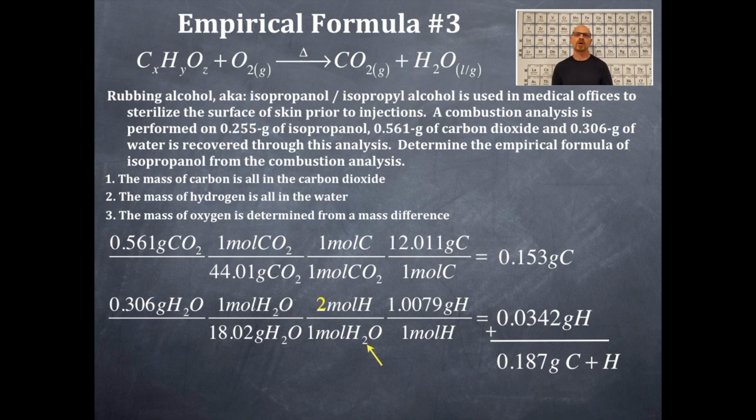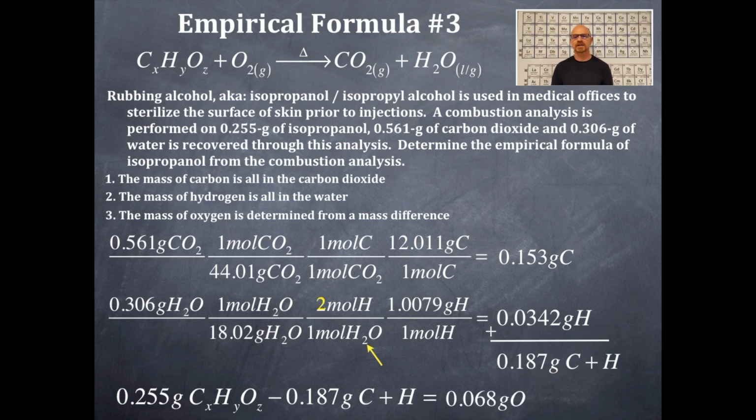So how much isopropanol do I have? 0.255 grams of isopropanol. So I'm going to take the 0.255 grams, do a difference, that is a mass difference, and that is a subtraction with the 0.187 grams of carbon and hydrogen summed up. This will get me the mass of oxygen. So I'm going to take this difference here, that is the mass of that original reactant, which is the isopropanol, subtract the hydrogens and carbons from it, and I get the mass of oxygen.